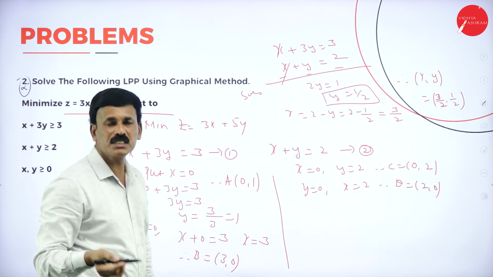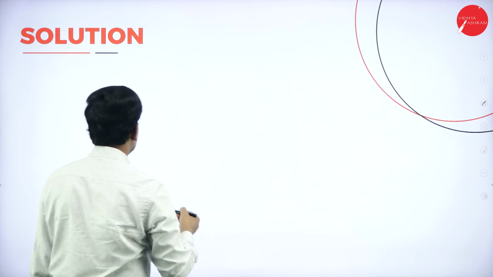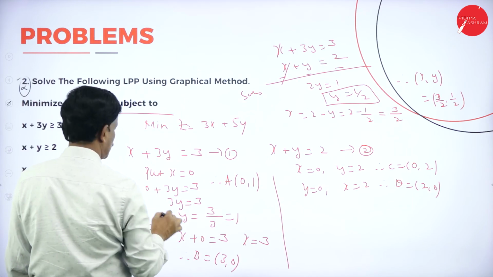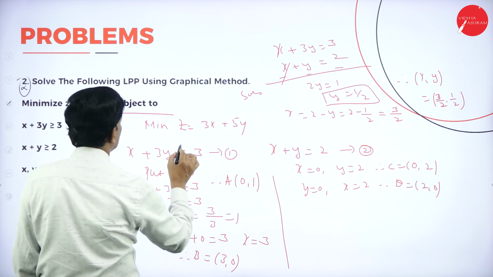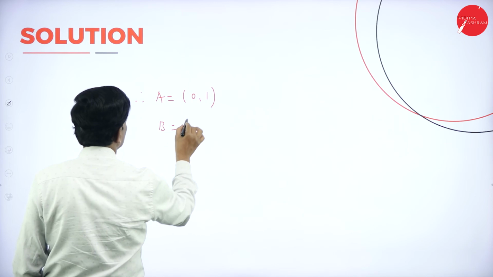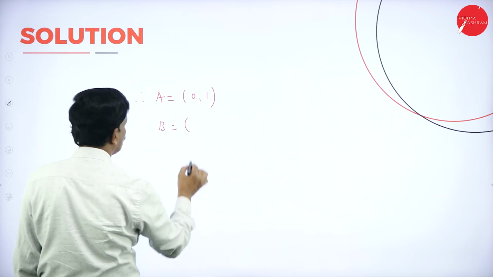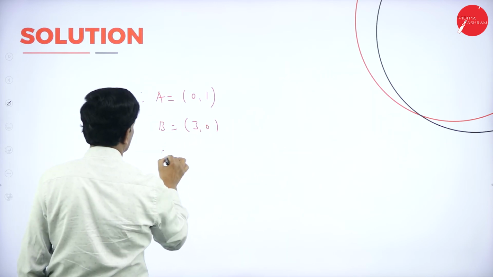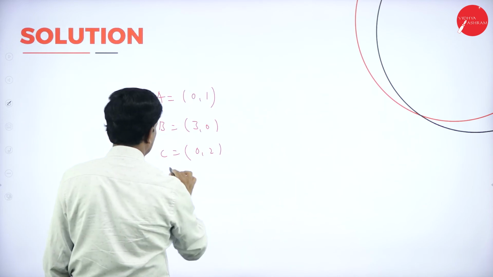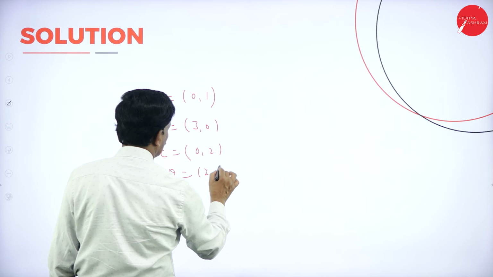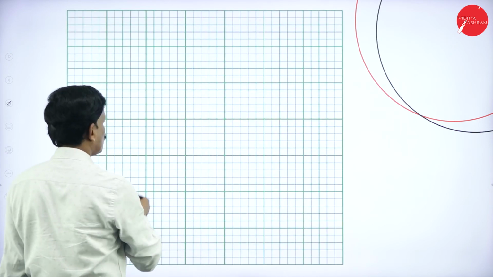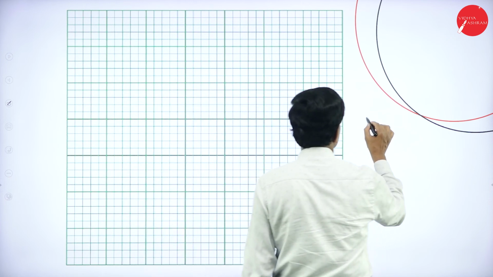Now let us represent this on a graph sheet. So what are the points we are getting? Therefore A is equal to 0, 1. B is equal to 3, 0. And C is equal to 0, 2. And D is equal to 2, 0. Now let us represent this on a graph sheet. I will represent it on a graph. Let us consider the scale.